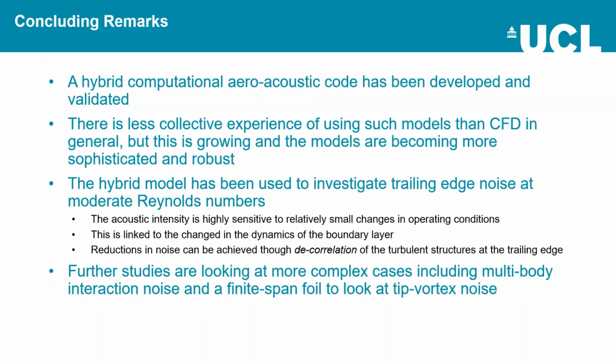I've used this model to investigate trailing edge noise, and that's shown this important relationship between the dynamics of the boundary layer and the trailing edge noise. It's also shown that the noise is extremely sensitive to quite small changes in the operating conditions. Further studies I'm looking at now are looking at more complex cases such as multi-body interaction noise, and also finite span foils to look at tip vortex noise and the influence of tip vortex noise on trailing edge flows.